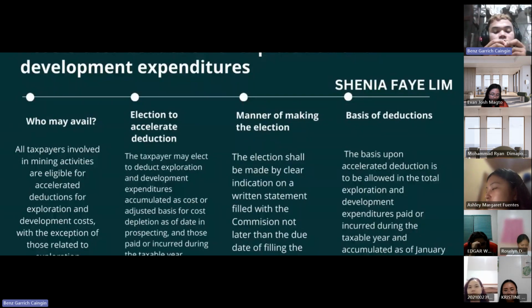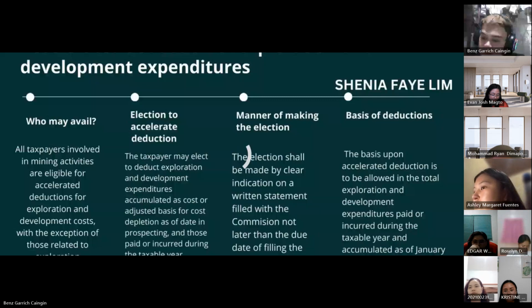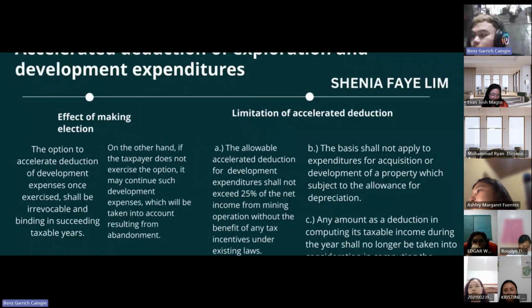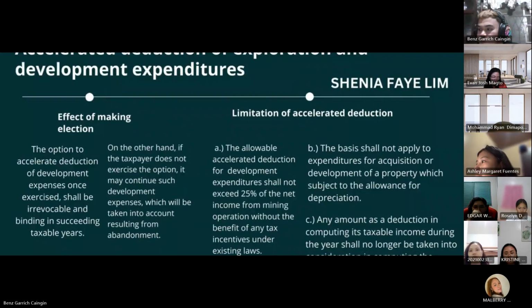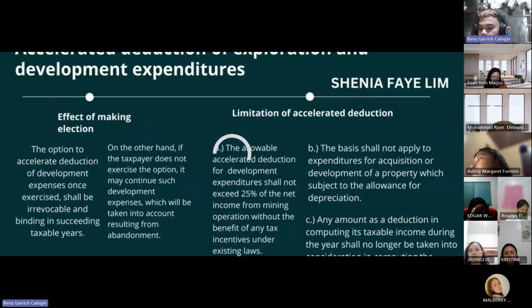Basis of deductions. The basis upon which accelerated deduction is to be allowed is the total exploration and development expenditures paid or incurred during the taxable year and accumulated as of January 1, 1978 or the first day of the taxable year. The effect of making the election. The option to accelerate deduction of development expenses once exercised shall be irrevocable and binding in succeeding taxable years. But on the other hand, if the taxpayer does not exercise the option, it may continue to defer such development expenses, which will be taken into account from resulting abandonment.